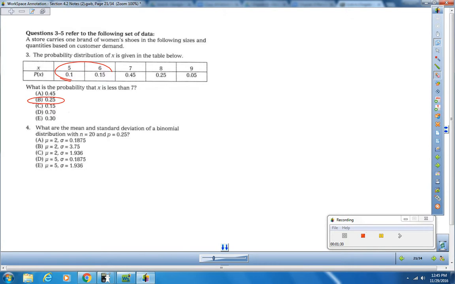When I look at number 4, it says, what are the mean and standard deviation of a binomial distribution with n is 20 and p is 0.25? I guess that's not even part of this. I guess only 3 referred to that narrative at the top.